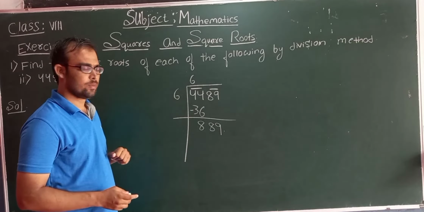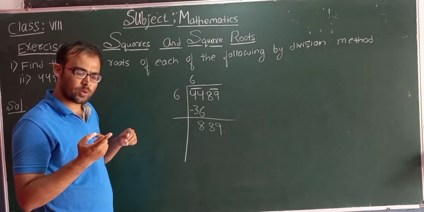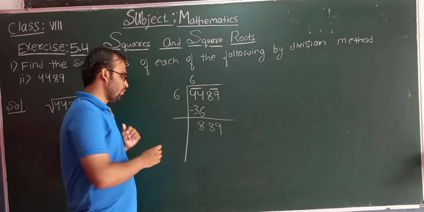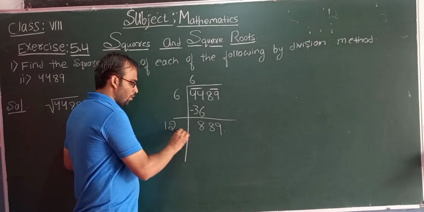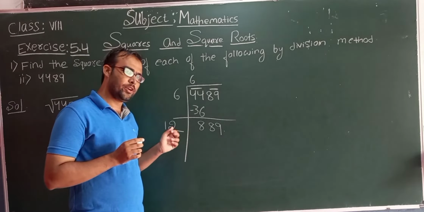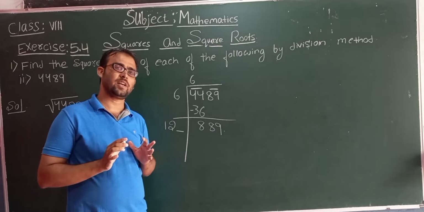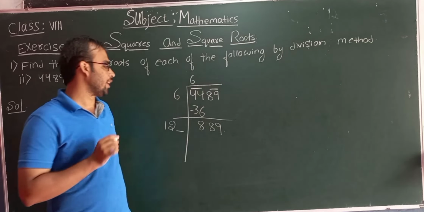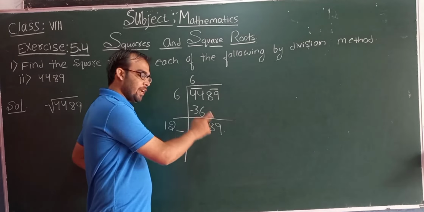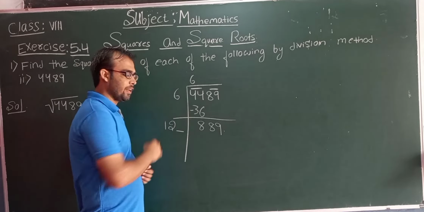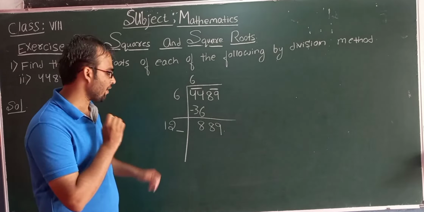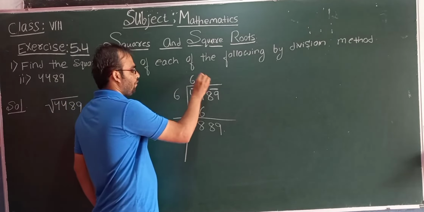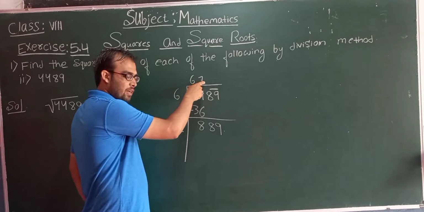What is the next step? We need to double the quotient. What is the quotient here? 6. When we double it, we get 12. Now put the blank. Now we need to fill this blank with a number such that when we multiply this number with the new digit in the quotient, we get either 889 or a number lesser than 889. Now let us fill this blank with the digit 7. If we write 7 here, here also we should write 7.